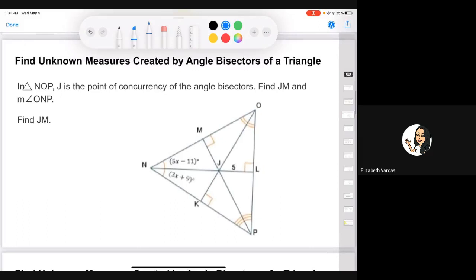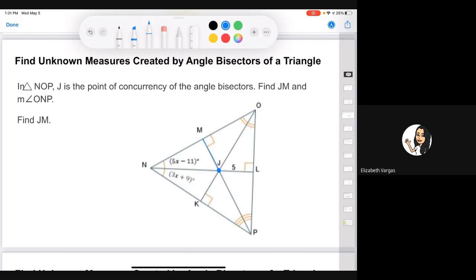So that being said, we can have a problem like this. It says in triangle NOP, J is the point of concurrency of the angle bisectors. So basically, J is where all those angle bisectors intersect. Find the measure of JM. So the measure of this line right here.